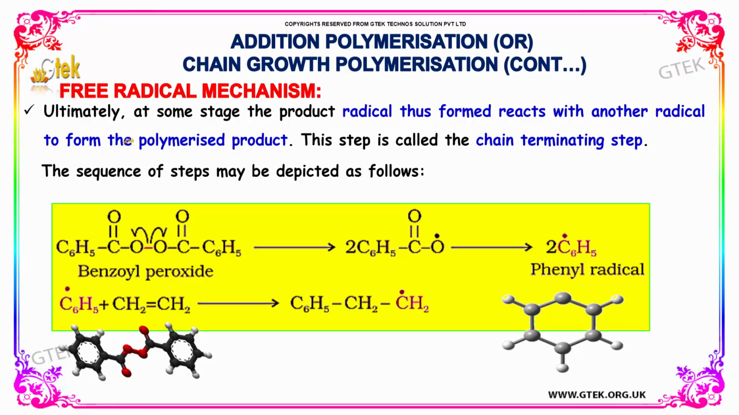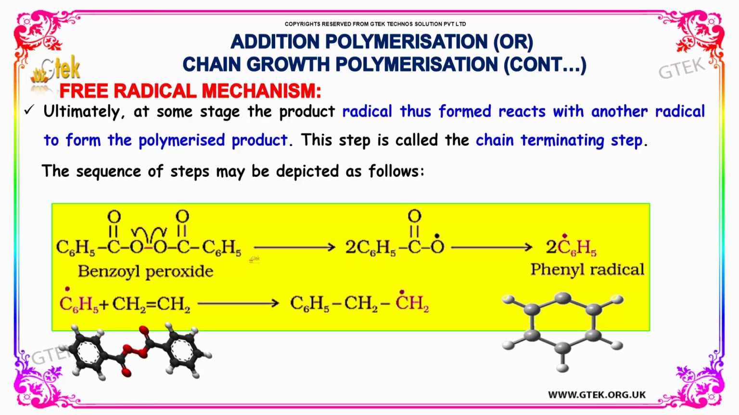Ultimately, at some stage, the product radical thus formed reacts with another radical to form the polymerized product. This step is called the chain terminating step. The sequence of steps may be depicted as follows.